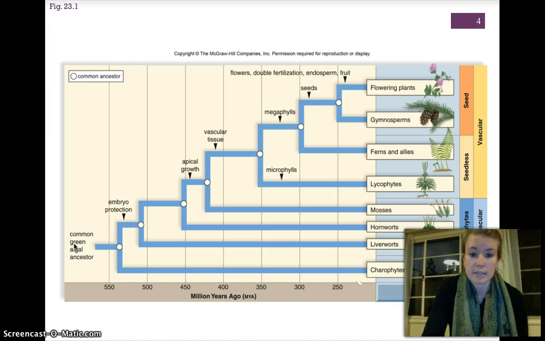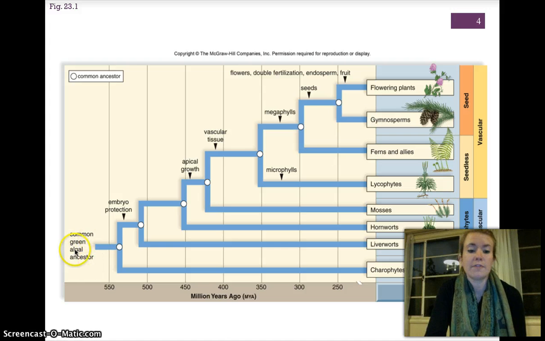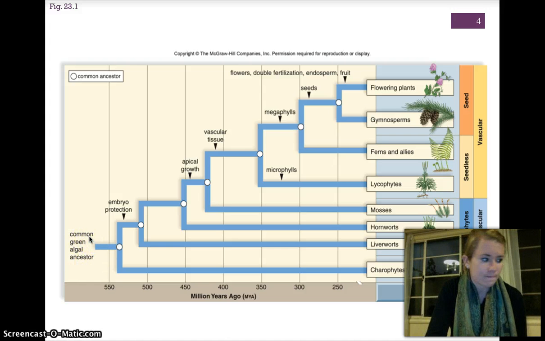They store excess carbohydrates as starch, so that's another thing they do in common. And they have cellulose in their cell walls. So all of these adaptations provide evidence that plants evolved from this green algal ancestor.